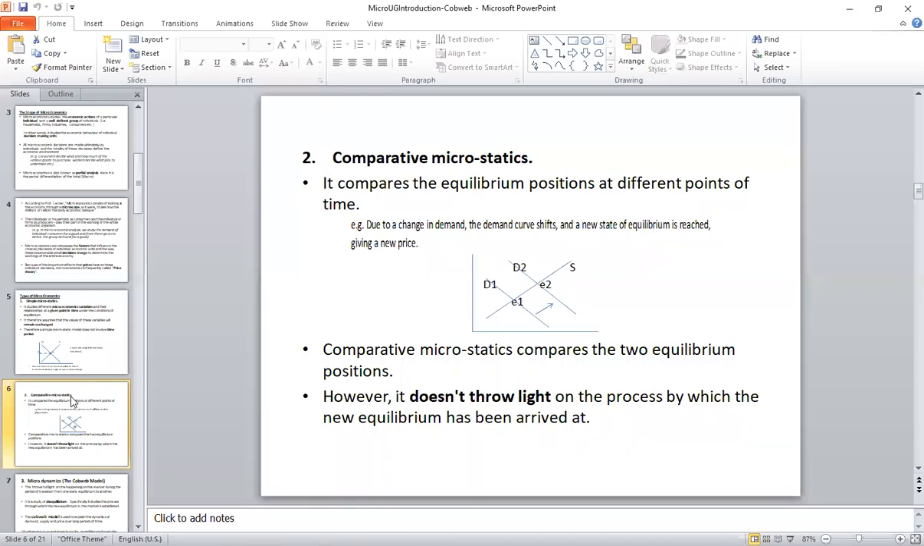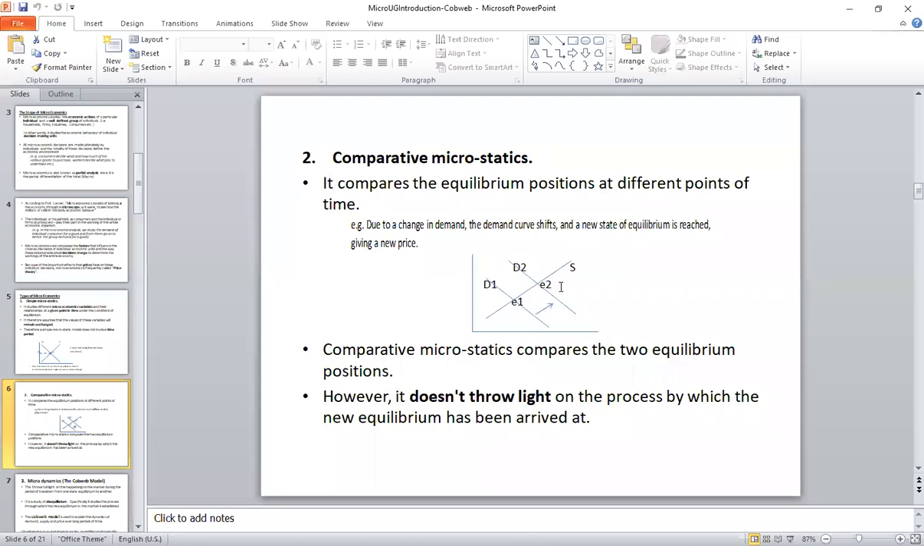For instance, given our example of demand and supply, assuming there is a change in any of them, like a change in demand or a change in supply or both, this will, of course, lead to a shift in the curve. Assuming in this example the demand changes, the demand curve shifts, and a new equilibrium is reached, giving, of course, a new price. So what comparative microstatics does is to compare the two equilibrium positions.